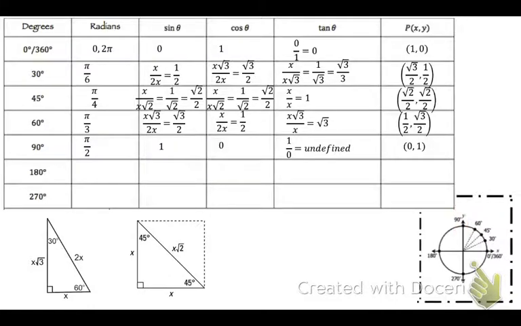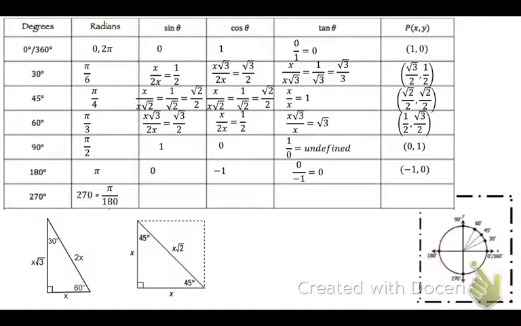Okay, 180. So let's first convert that to radians. So that's 180 times pi over 180, which is just pi. So sine of 180, sine is my y value, is 0. Cosine of 180, my x value, is -1. Tangent is y over x, so 0 over -1, which is 0. And then my point right there is (-1, 0).